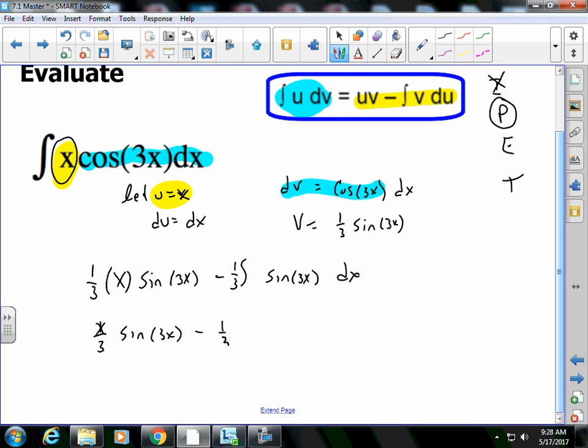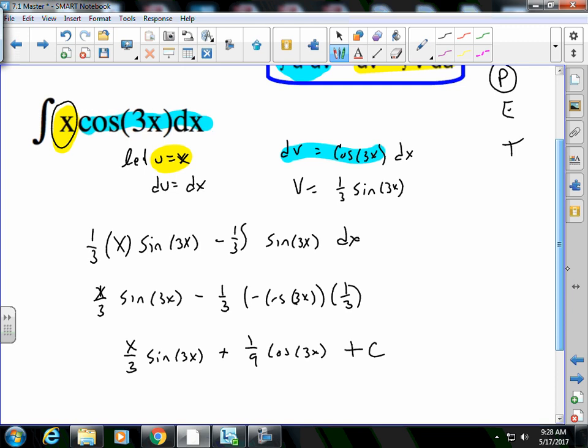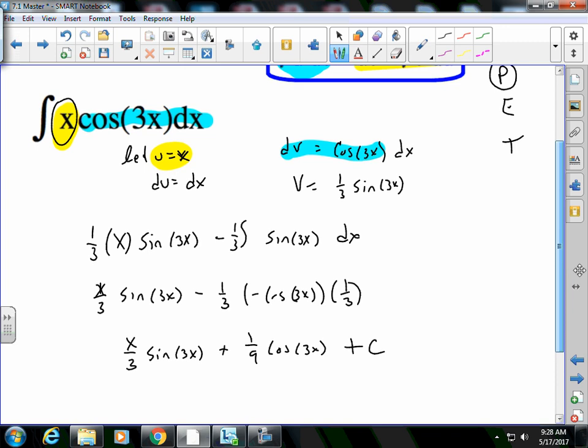Take the integration of this, 1/3 minus cosine 3x. I need another third to handle that 3x part. So then I'm going to multiply through, and I get x over 3 sine 3x. A negative times a negative is positive. A third times a third, plus 1/9 cosine 3x. This is an indefinite integral, so I have to remember to put the plus c. I will take off on the test if you're not giving me plus c. And that's how we apply LIPET, and this is how we use integration by parts.